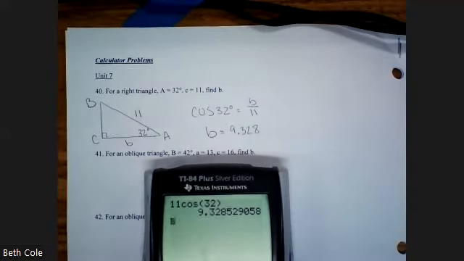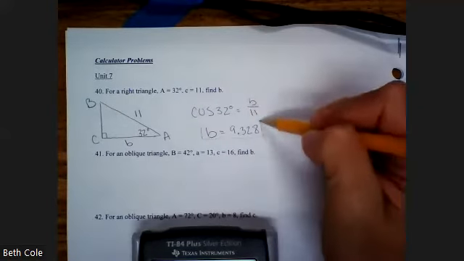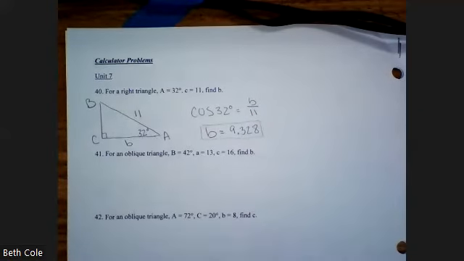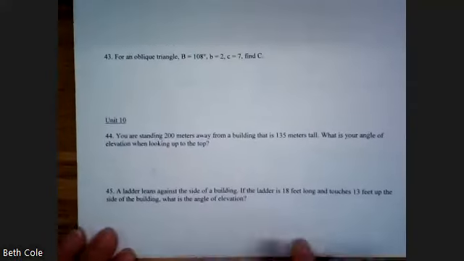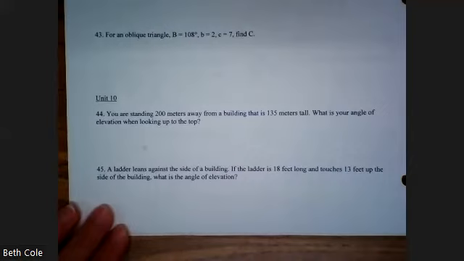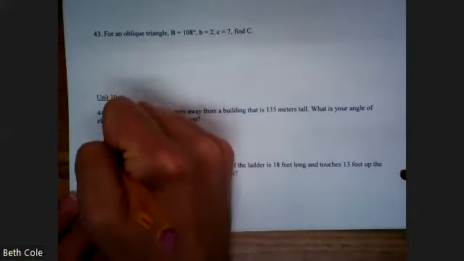So that's just SOHCAHTOA. Sine, cosine, or tangent, type it in your calculator. And actually, you know what? Let me save these for last. Let's skip down and do 44 and 45, because those are going to be really similar. They're just word problems. These are going to be right triangles.